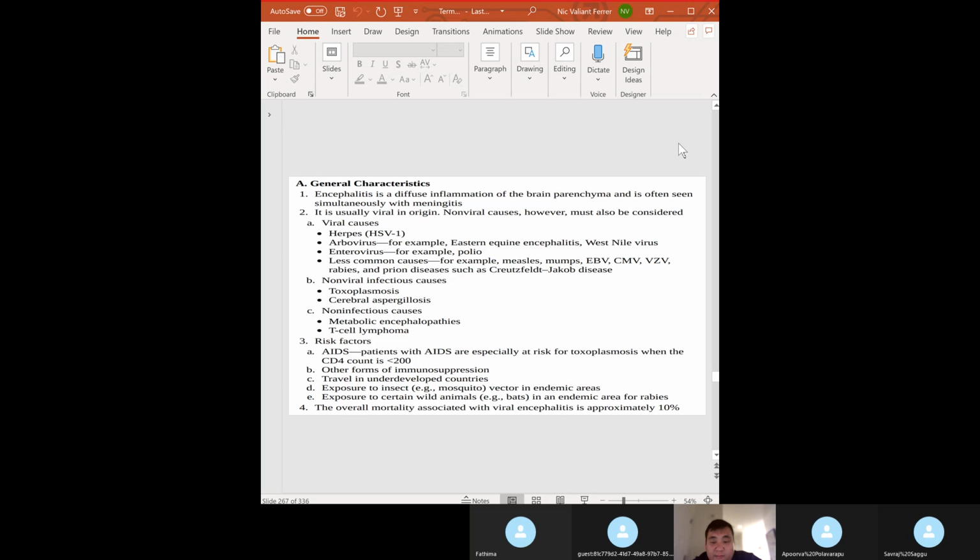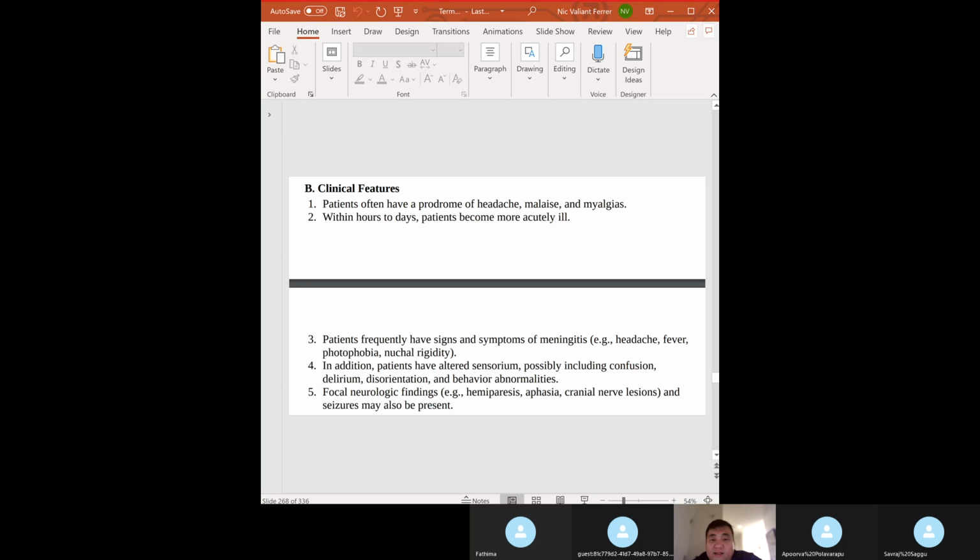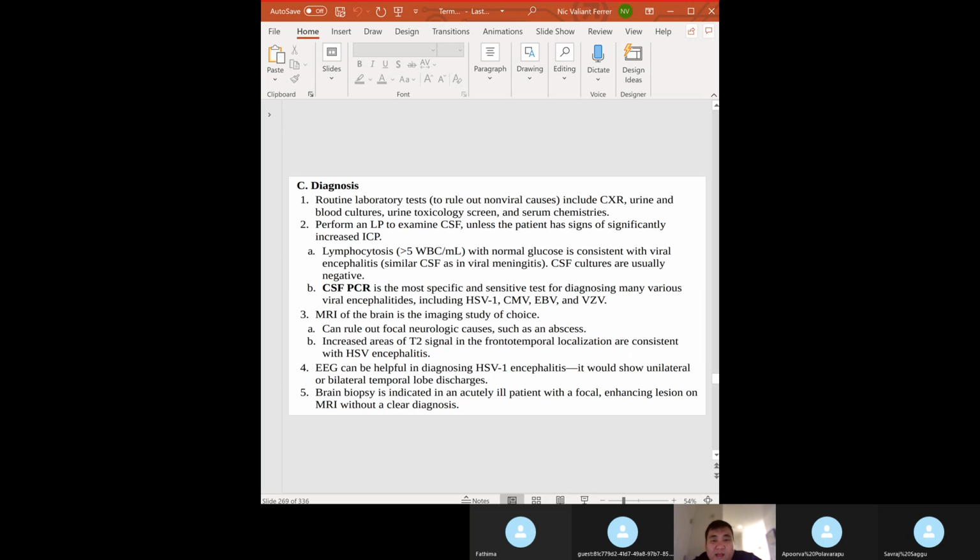Other forms of immunosuppression. What are the clinical features? They have the signs and symptoms of meningitis. They have headache, fever, photophobia, nuchal rigidity. They have altered sensorium. They have confusion, delirium, disorientation, and behavioral abnormalities. It's very vague. How do we diagnose them?